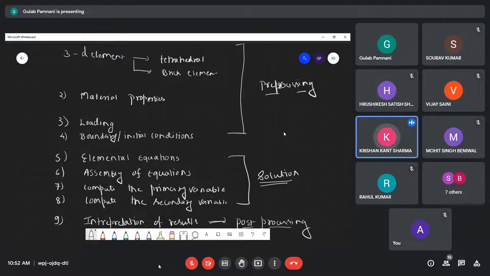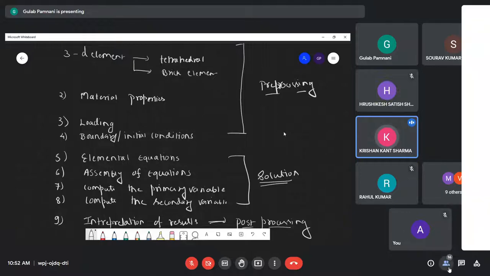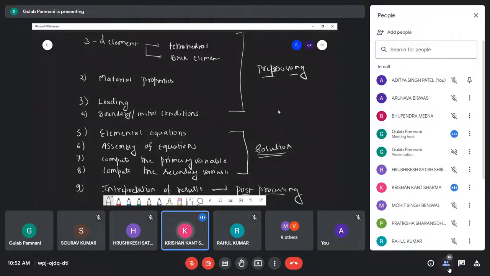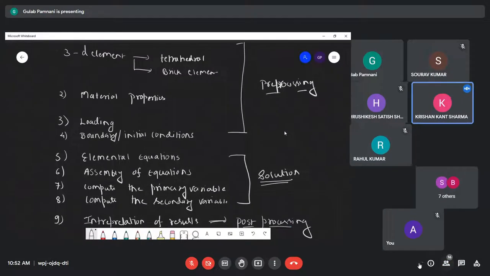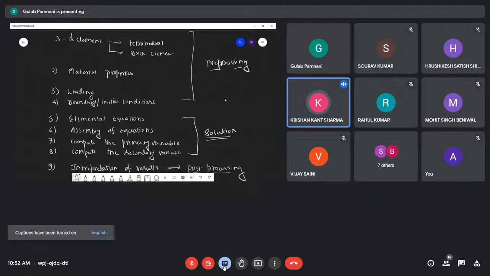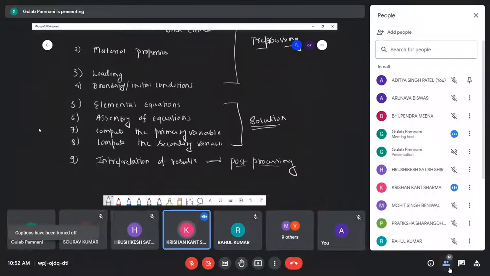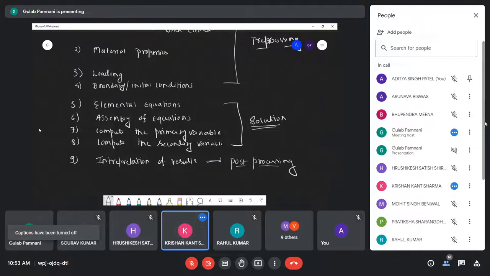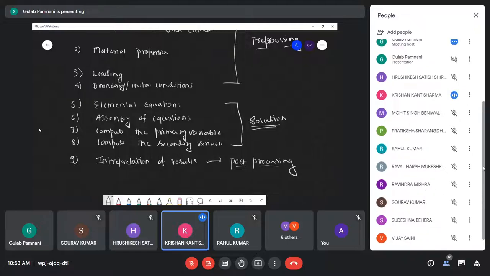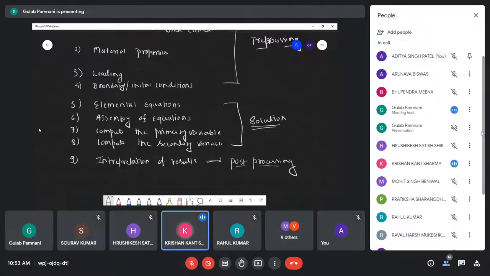After pre-processing, the solution analysis is carried out in the software, in which elemental equations are developed on the discretized elements. Then after the element equations, we assemble the equations, like a matrix formulation of the equations, and then compute the primary variables like deflection, temperature, and others. Then by the primary variables, we compute the secondary variables like stress, strain, heat flux.